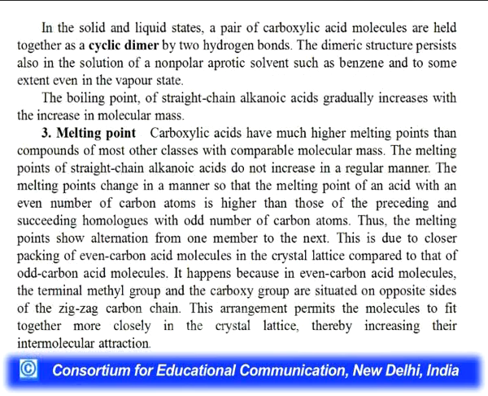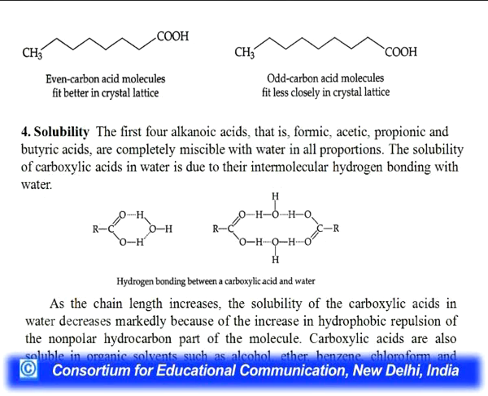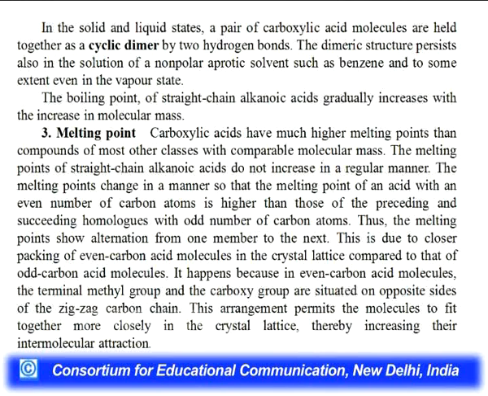This is due to the closer packing of even carbon acid molecules in the crystal lattice compared to that of the odd carbon acid molecules. It happens because in even carbon acid molecules, the terminal methyl group and carboxyl group are situated on opposite sides. You can see in the even carbon acid molecules that the methyl group and carboxylic group are on opposite sides of the zigzag carbon chain. This arrangement permits the molecules to fit together more closely in the crystal lattice, thereby increasing their intermolecular attraction.